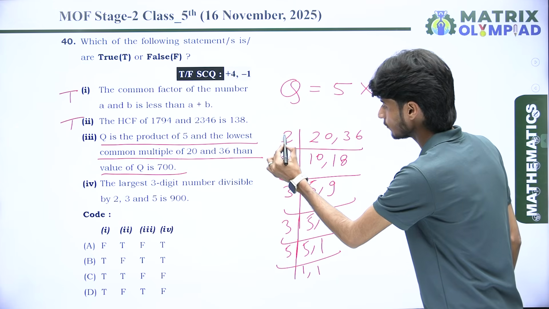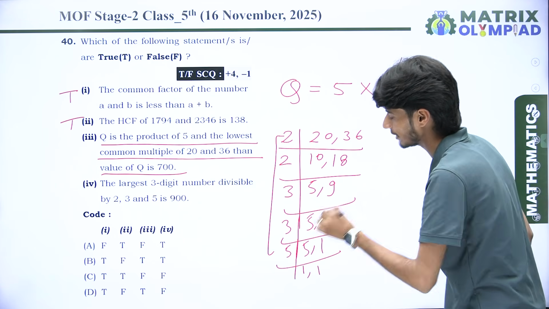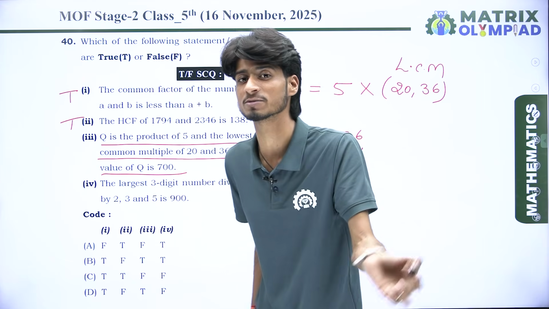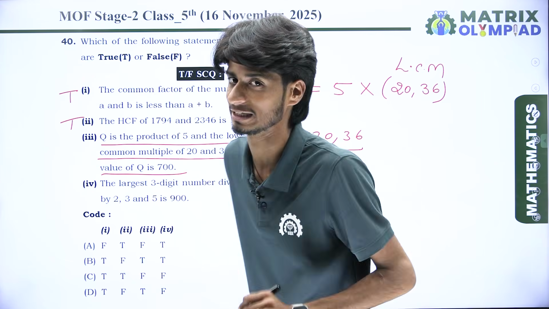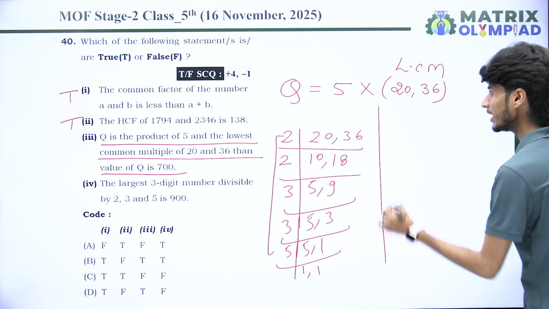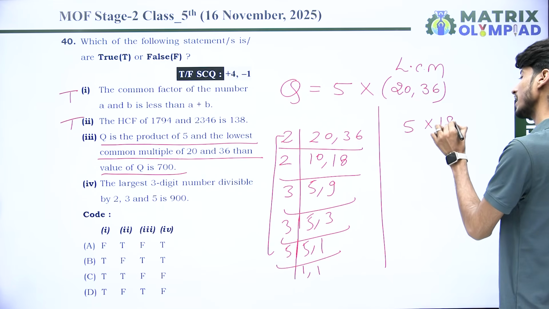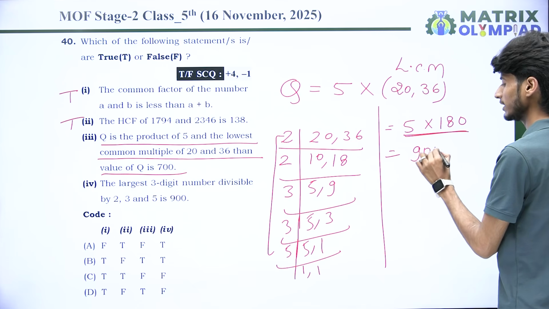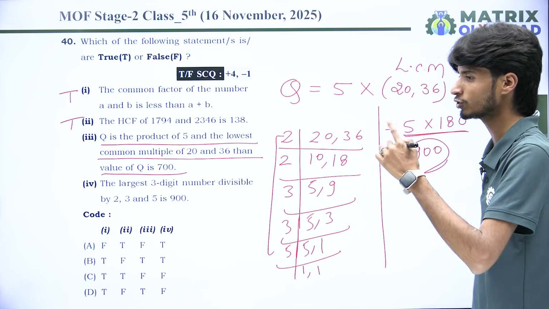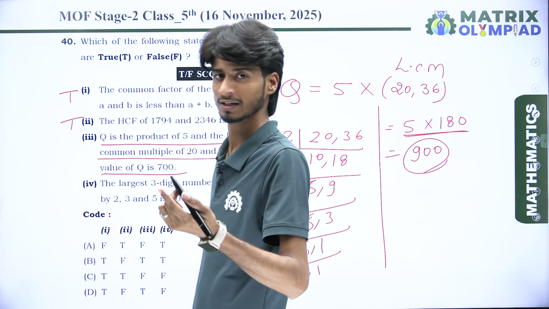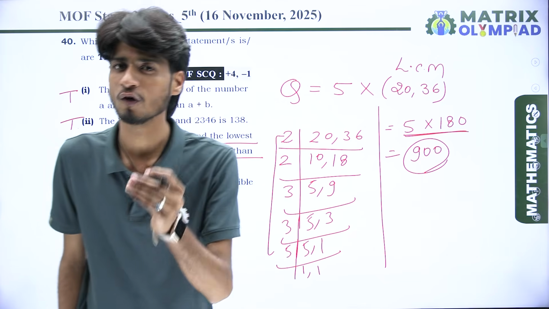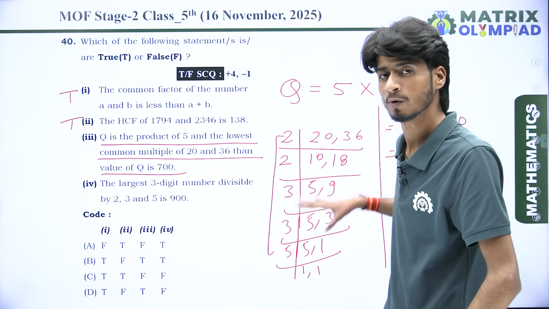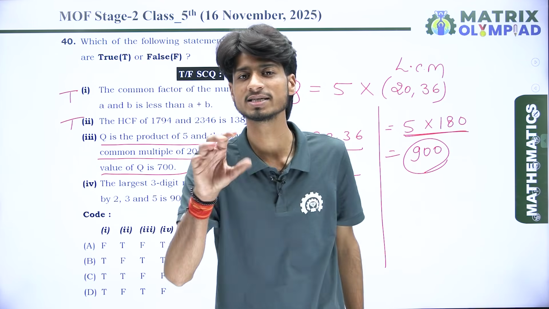So the LCM of both of them is the product of all of these: 2 2s are 4, 4 3s are 12, 12 3s are 36, and 36 multiplied by 5 is equal to 180. So we have 5 multiplied by the LCM, which is 180, and when you multiply both of them, 18 5s are 90, so the result is 900. Got it? So the product of 5 and the lowest common multiple of 20 and 36 is equal to 900. That means the value of Q is 900.